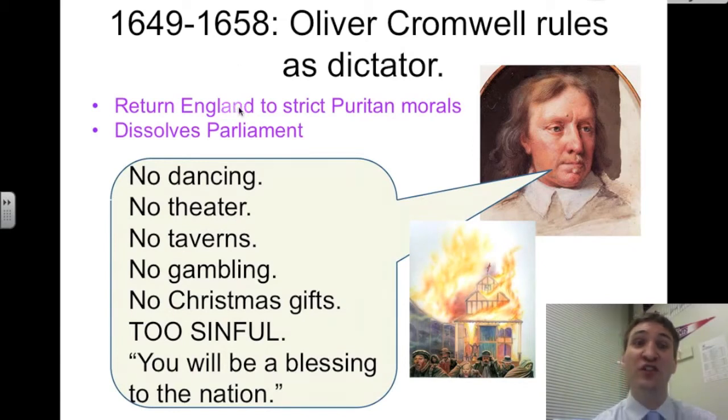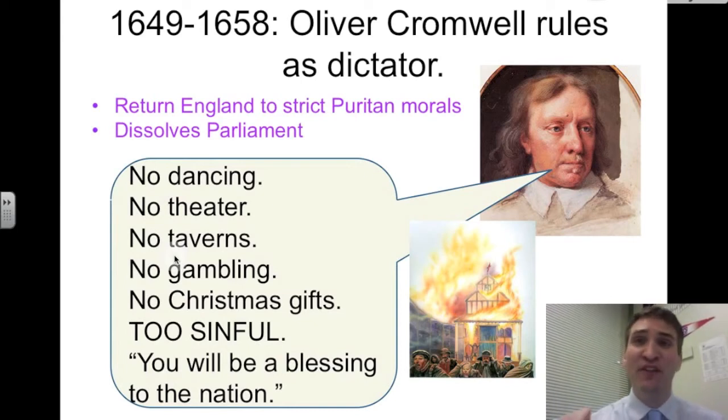He returns England to strict Puritan morals. Puritans are a Protestant Christian group, and Cromwell dissolves Parliament, just like King Charles I. Sounds an awful lot like a monarchy. And his strict Puritan morals said that there was no dancing, no theater, no taverns, no gambling, no Christmas gifts. Why? Because Cromwell said they were too sinful. He said to the people of England, "You will be a blessing to the nation, so you will act according to my rules and laws."